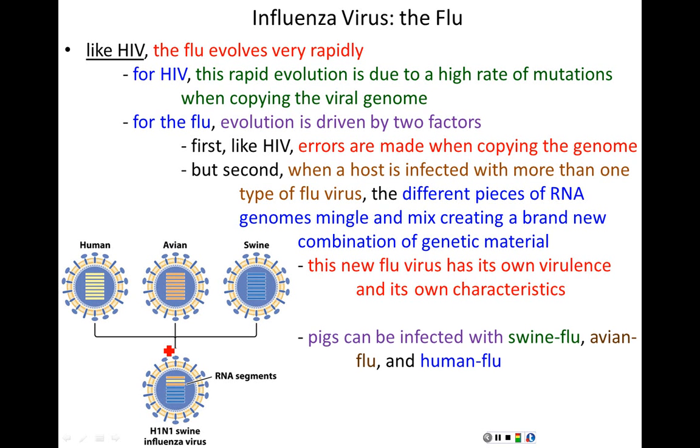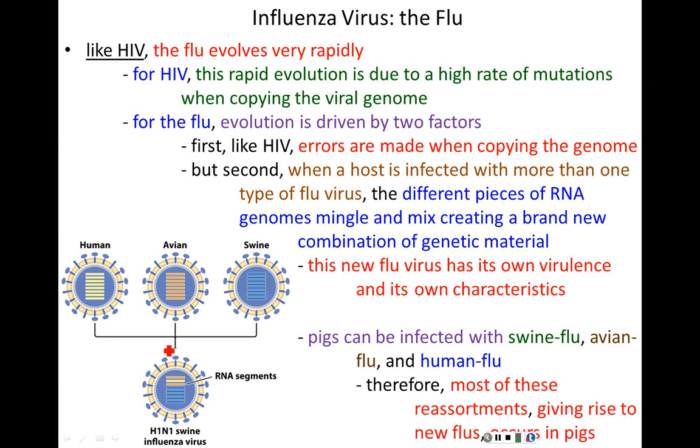As I've already said, pigs can be infected with their own flus. Those are typically referred to as swine flus. Pigs can also be infected by avian flus and human flus. So just as the chimpanzees were the incubators for the new and novel SIV viruses, pigs are oftentimes the incubators for these new flus, giving all of these assortments a place to occur.